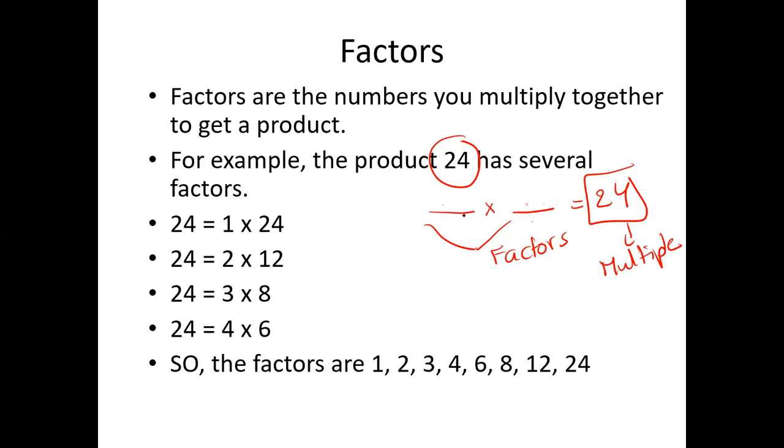So which two numbers do we multiply together to give us 24? We know that 1 times 24 equals 24. 2 times 12 equals 24. We know that it's in table 3: 3 times 8. We know that 4 times 6 also equals 24. So these we call them factors. So what are the factors of 24? We have 1 with 24, 2 with 12, 3 with 8, 4 with 6. All of these are factors of 24.